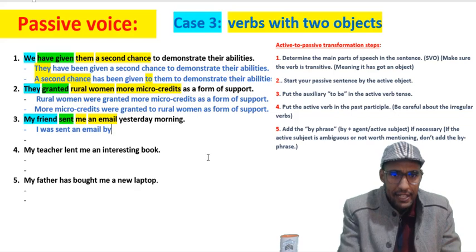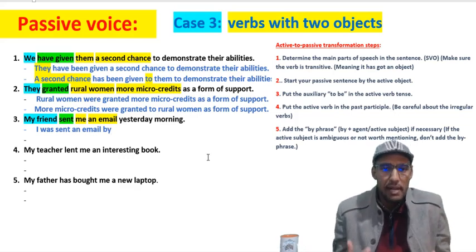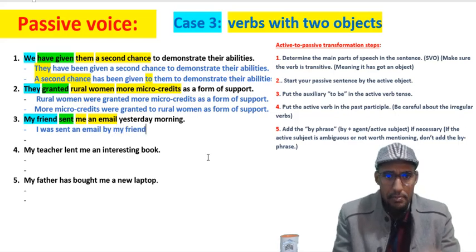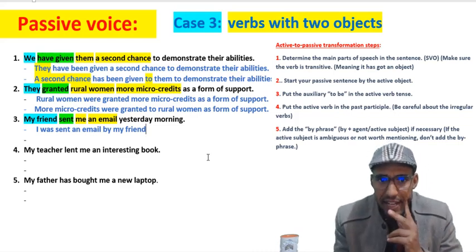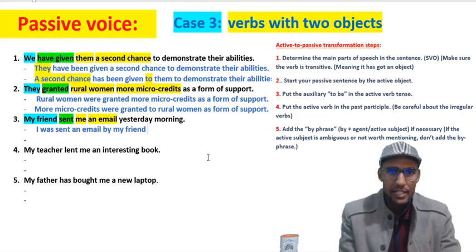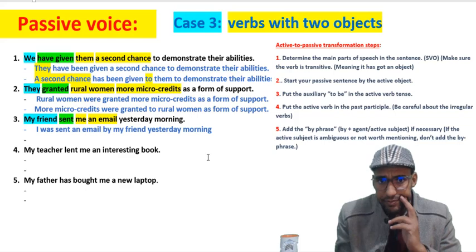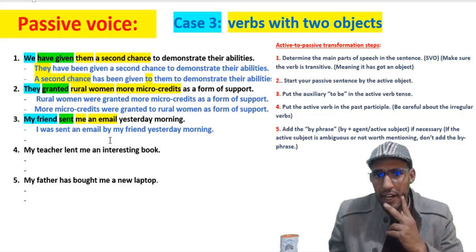We have here "my friend." Okay, so the subject here is specified, so we need to add the "by" phrase. We say "by my friend," and then we complete our statement with the adverb of time that we have here. What time? We say "yesterday morning." Okay, guys, it's clear, right? Is it clear? All right, that's fine.